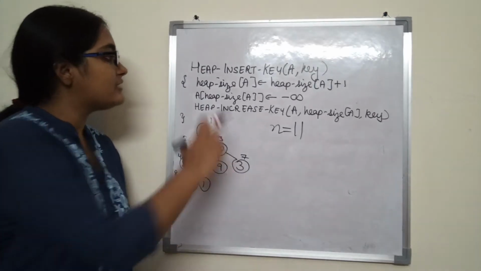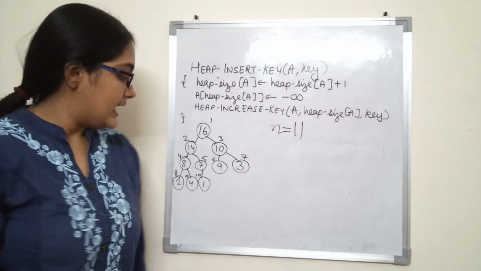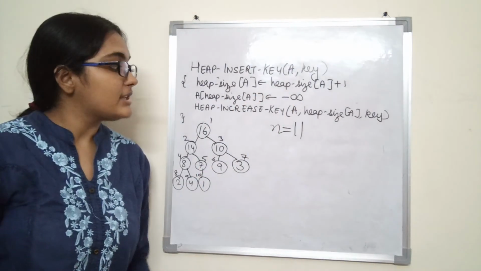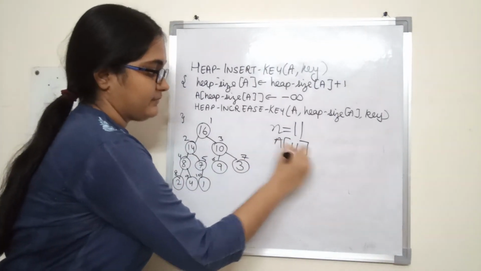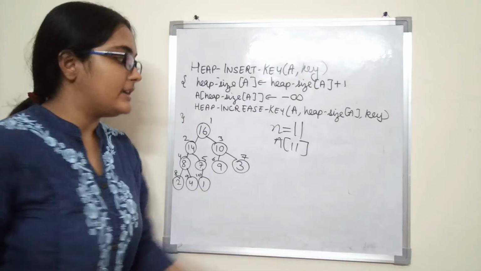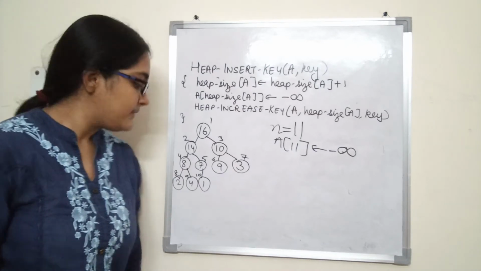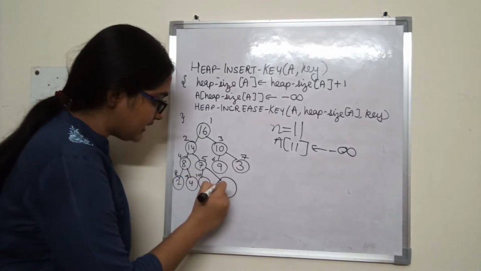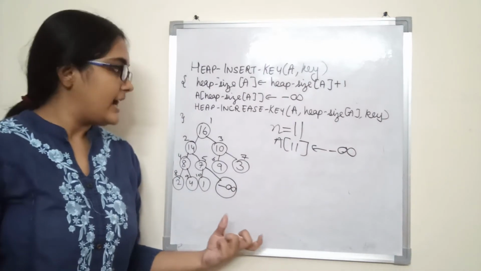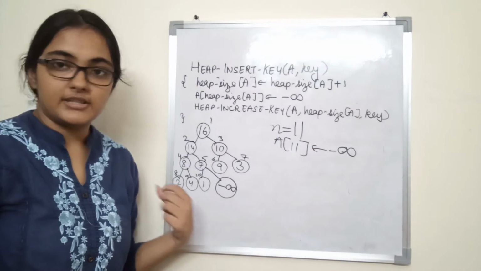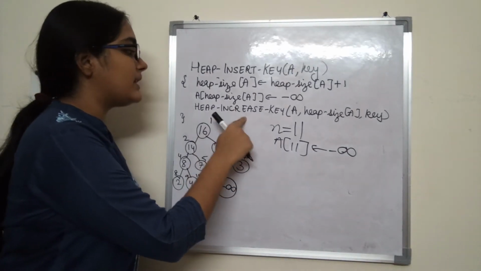Now A of heap size of A is equal to infinity. That is, what is heap size of A? 11. So A of 11, that is the new element, is now infinity, minus infinity, sorry, not infinity, minus infinity. So we are inserting minus infinity here, because at the next position we need to insert it. So what we have inserted? Minus infinity.